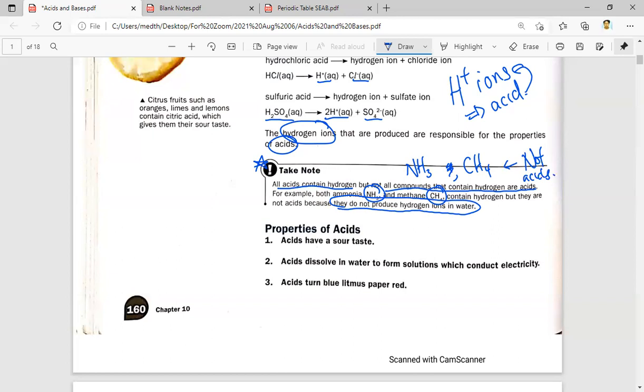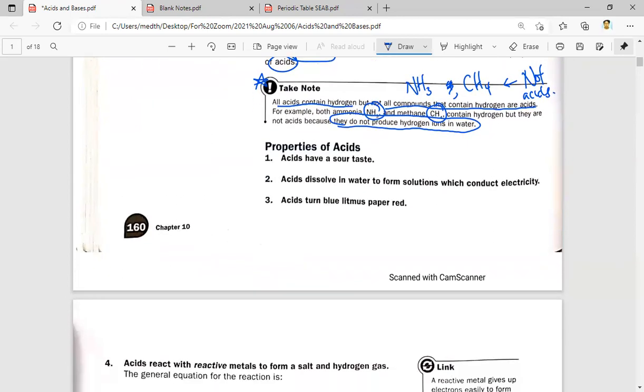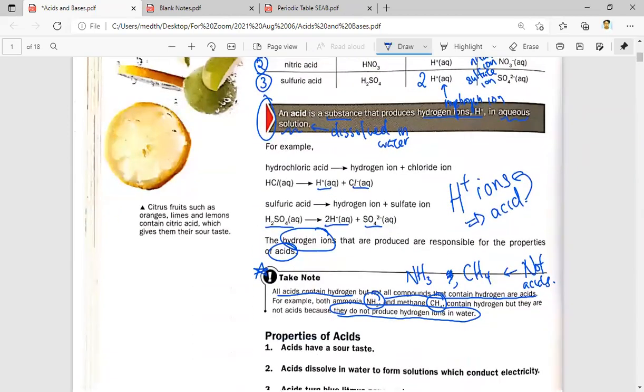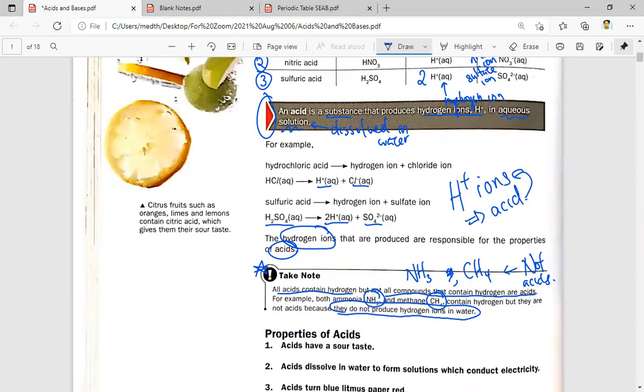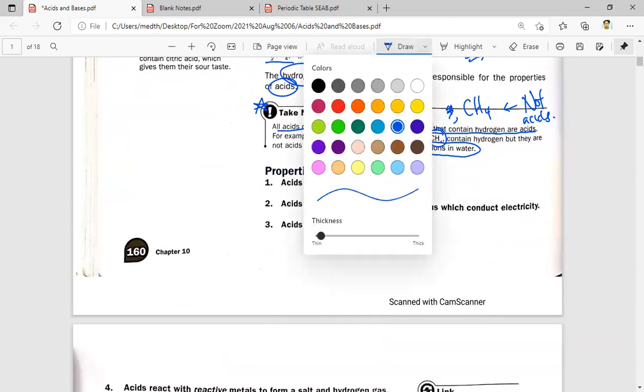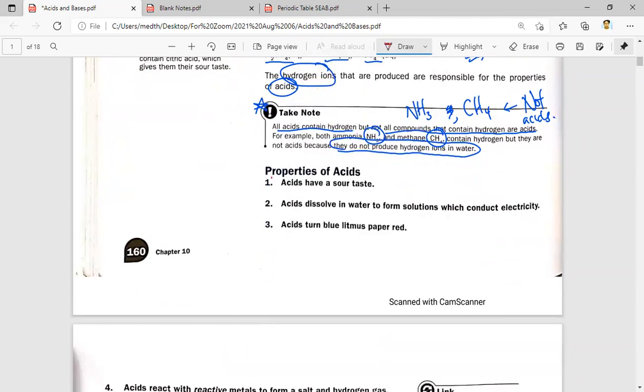Now let's go on to the properties of acids. We have talked a little bit about what the common acids are and why they are acids. It's really because they dissolve in water to give H plus ions. Now, some of the properties of acids, which I think some of you are quite familiar with. Acids have a sour taste. For example, citric acid, your oranges, your lemon, they have a sour taste because they are acidic.